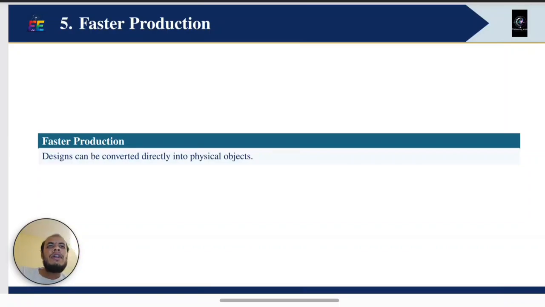As I discussed, once the design is ready, it can be sent directly to the printer. The printer starts creating the object immediately, and there are only a few manufacturing steps. This helps companies produce products quickly and efficiently.